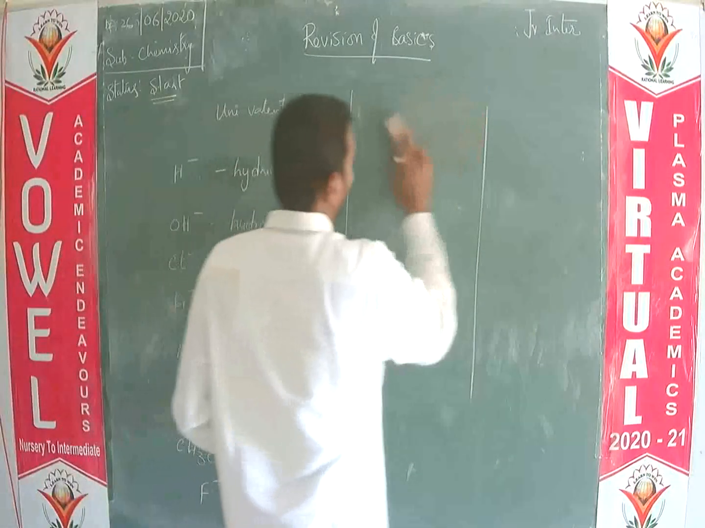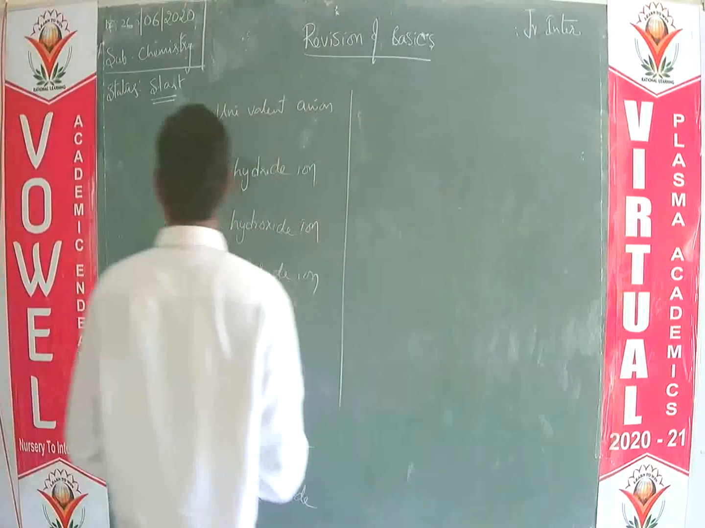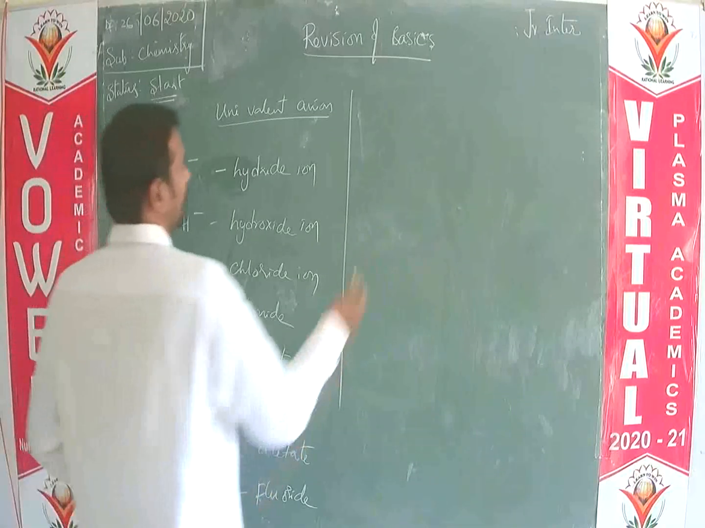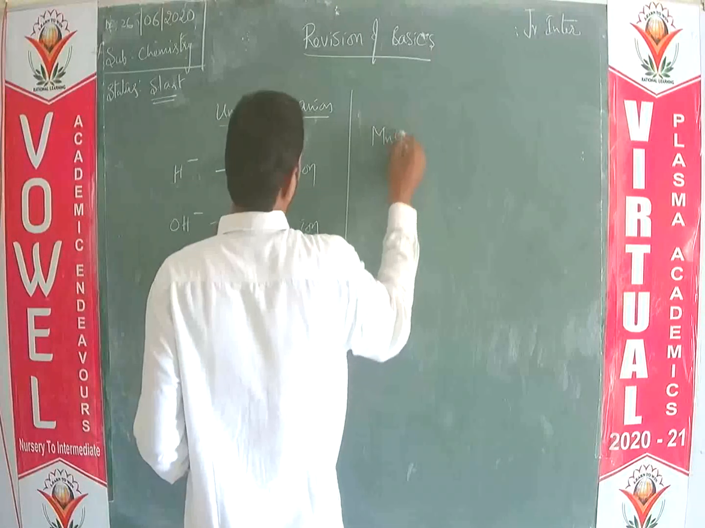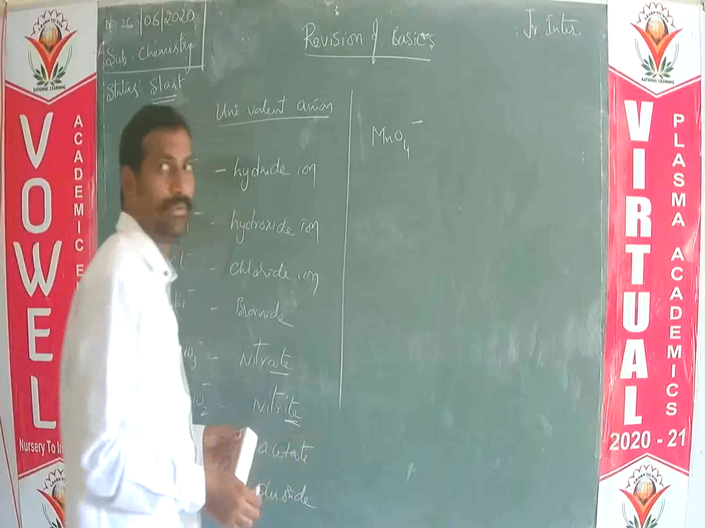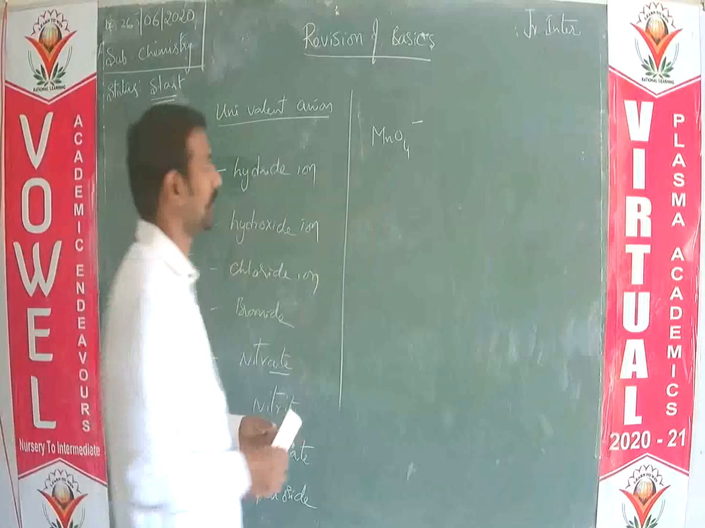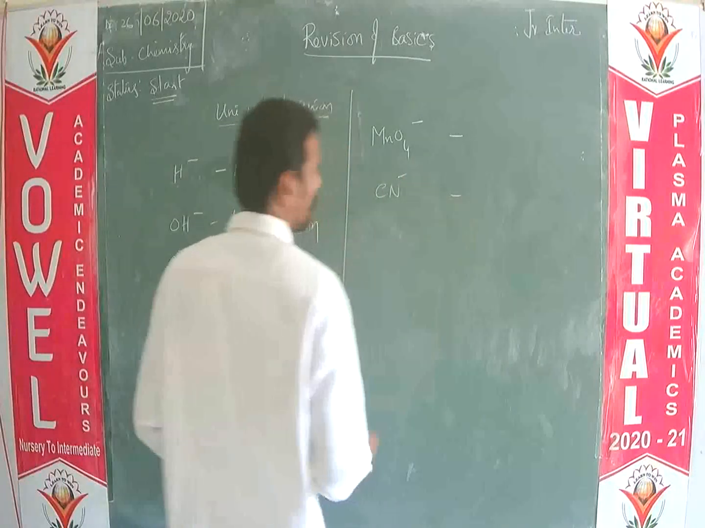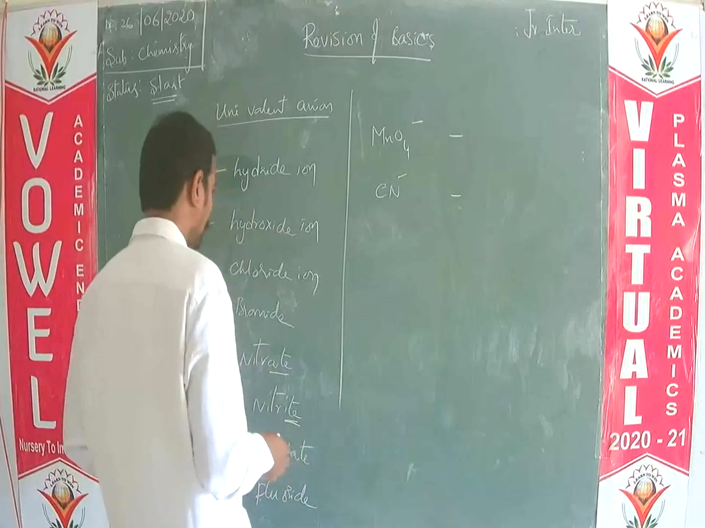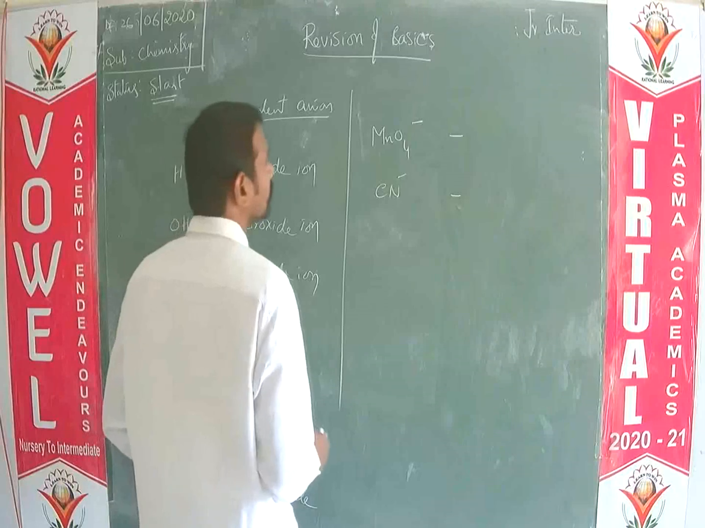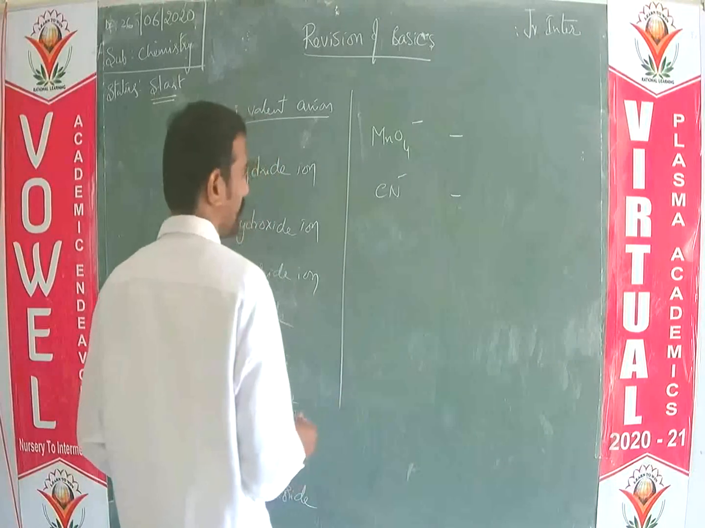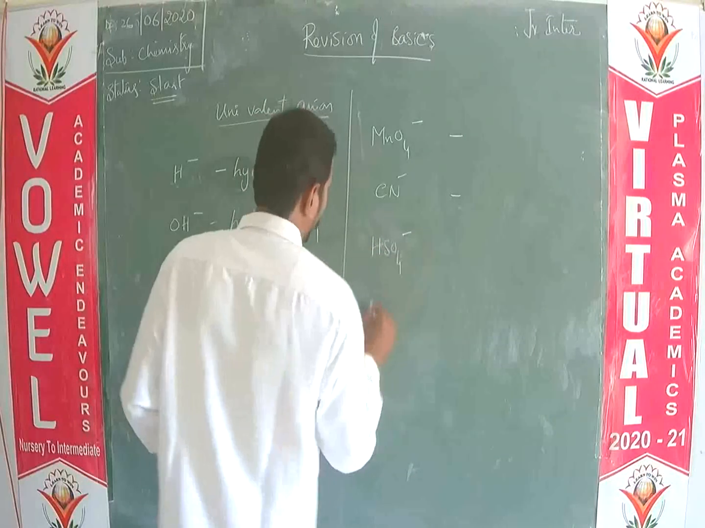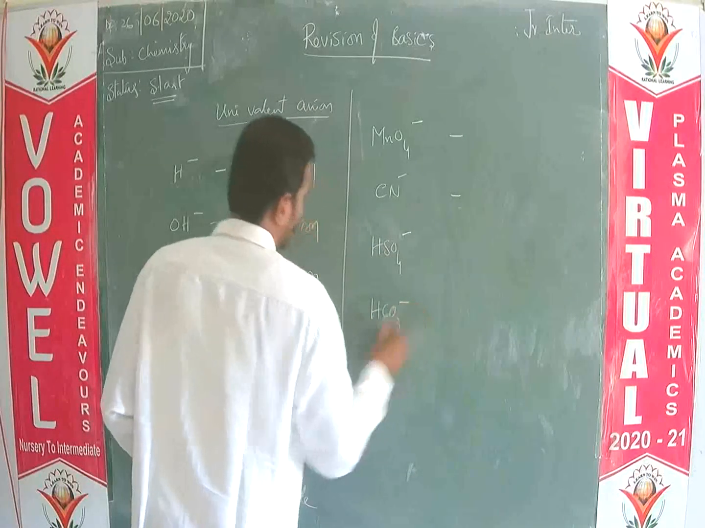See, some more examples are there. I am writing those also. So you mention these univalent anions. Next one, MnO4 minus. Try to write the answers for this one. Okay, CN minus. Next, HSO4 minus, HCO3 minus.